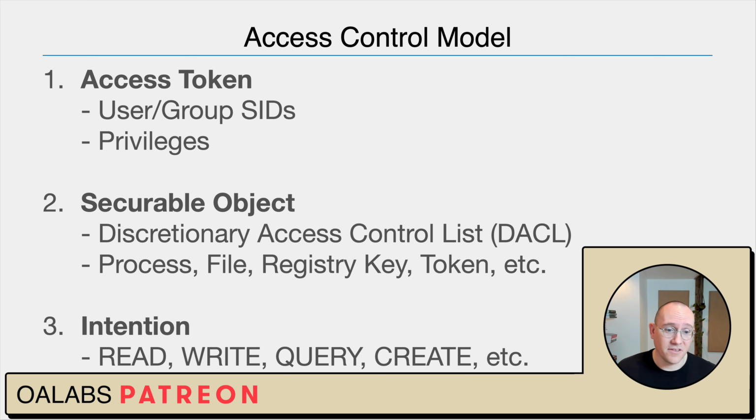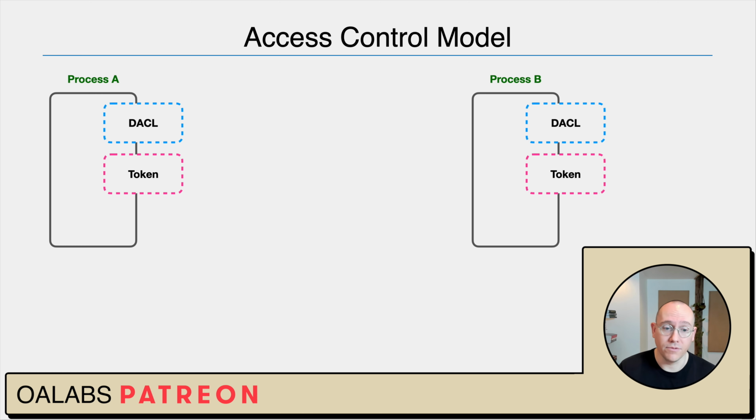Now you might say, well, that's all well and good, but how does it actually work in practice? So what I want to do is walk you through a simple example where you have two processes, process A and process B. Both of them have a DACL and both of them have an access token, right? So any process is going to have a discretionary access list, and it's also going to have an access token. I'm going to talk more about the access token and how it gets the access token in just a minute, but for right now, just know that every process has an access token.